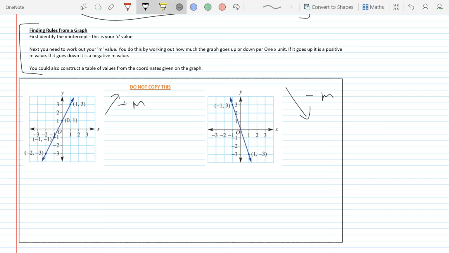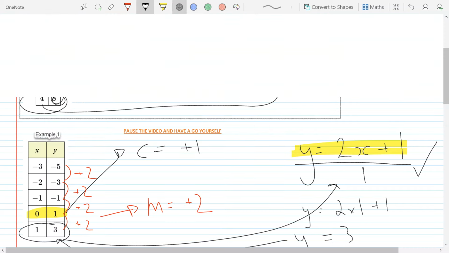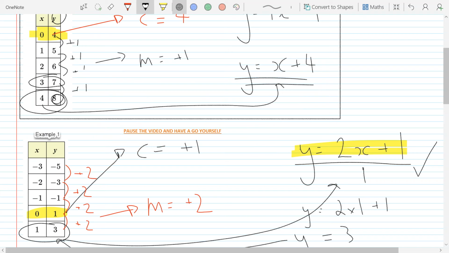First thing we want to do is locate where that y-intercept is. So if I focus on the left-hand side problem here, our y-intercept is 1. That means straight away we can figure out that our c value is going to equal 1. The next thing we need to do is look at how steep that line is. That's what that m value represents. So we want to pick a point. Let's pick from the y-intercept.